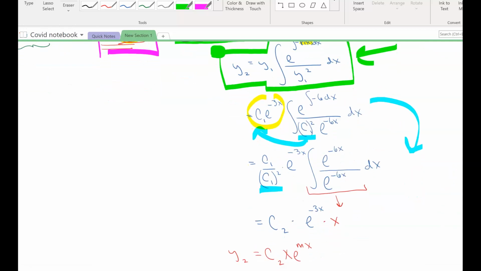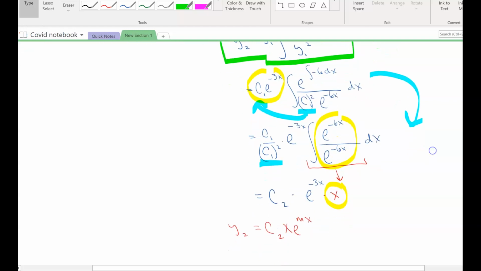And then I hope your eye is caught by this, right? The antiderivative of 1 dx just equals x. So there's my 1. Okay, and then what I did was I just called this function c1 over c1 quantity squared. You can certainly call it 1 over c1 if you want to. I just called it c2. It's going to be just some new constant. And here is my final answer.